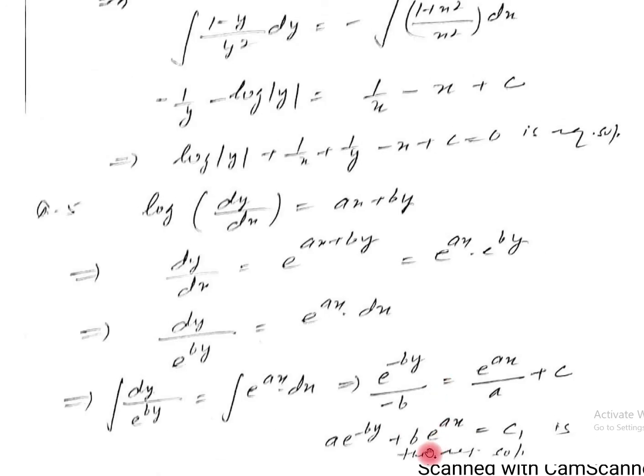See this step again. Then simplifying it by taking the LCM, it becomes a into e raised to power minus by plus b into e raised to power ax equal to plus a into b into c. Then we replace the product of three constants by c1. So it is the required solution.